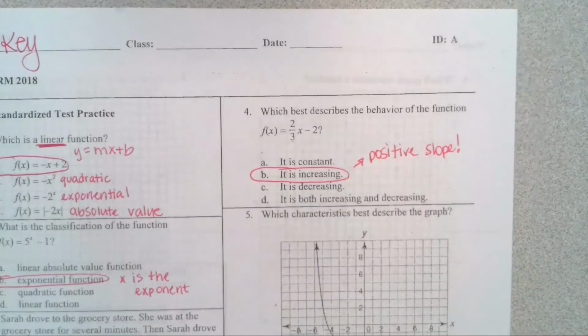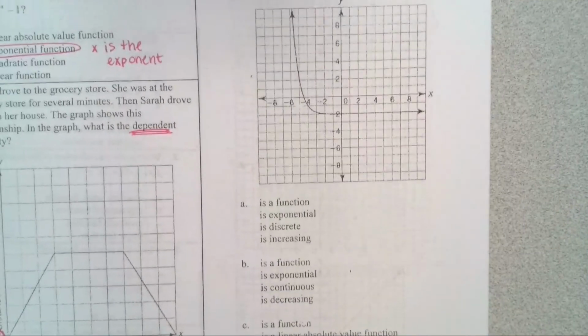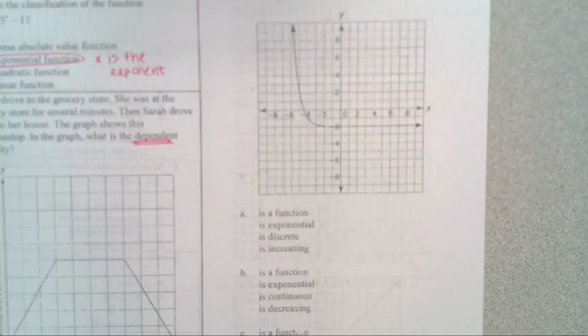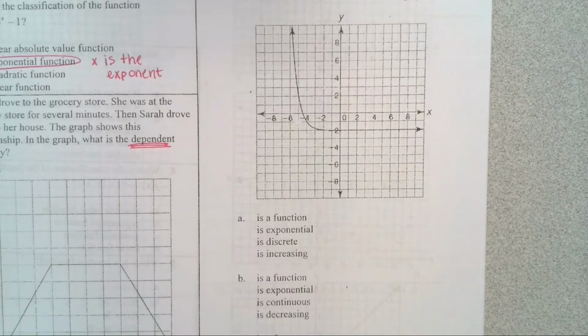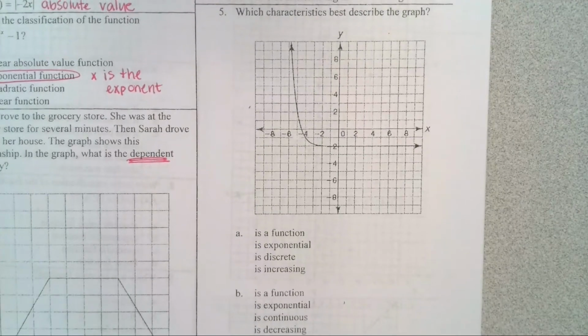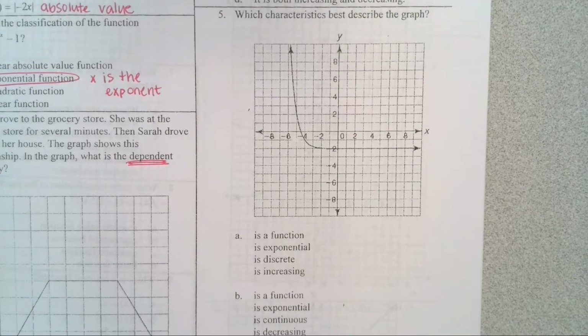Beautiful. All right, for number 5, it seems like there was some confusion. Rachel? If it was constant, what would it look like? Oh, if it was constant, that's actually going to come up in a slightly later question, so hold that thought. So number 5, which characteristics best describe the graph? B. Okay, let me ask you this. Is this a straight line or a curve? Curve. It's not linear. It's a curved line.